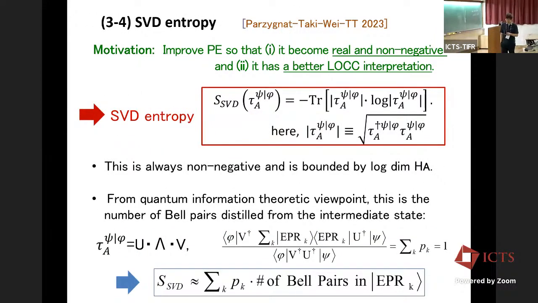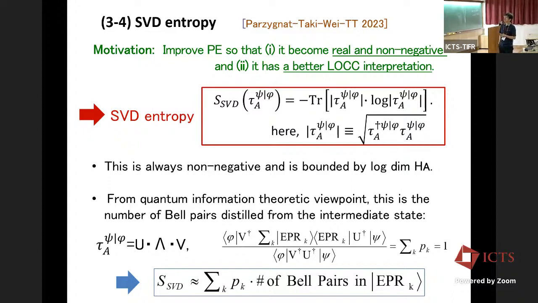So maybe it is interesting to ask whether we can improve this kind of quantity. This is actually something we worked out recently. This is what we call the SVD entropy. In this case, it is manifestly positive, and it is bounded by just the number of original Bell pairs. So instead of tau A, we take a square root, the absolute value of the tau A transition matrix, and just compute tau log tau. This is quite well defined and well behaved.